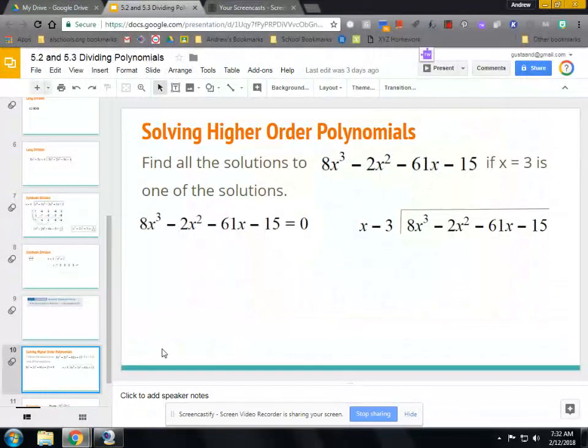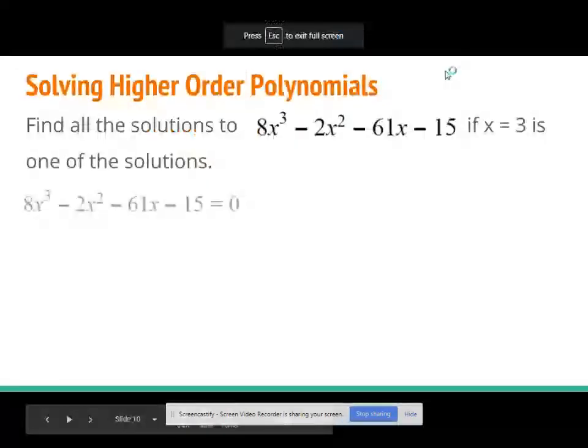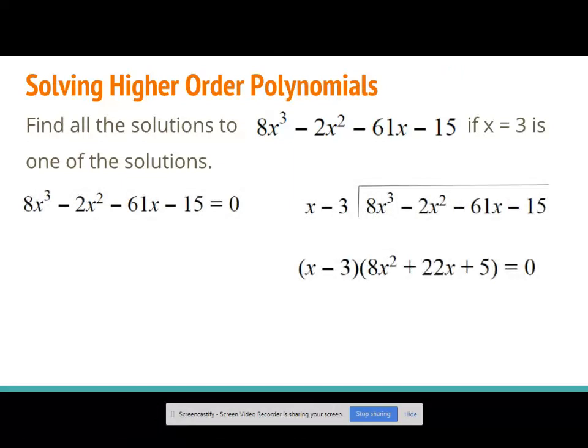The question said find all the solutions. We know that x equals 3 is one of the solutions. We just did some division. We factored that x minus 3 out of the original polynomial and got this. But we're not done. Right? We don't know all the solutions. We just know one of them. It could be that x is 3, which we already had, or something else. We have this second degree polynomial, this quadratic polynomial.